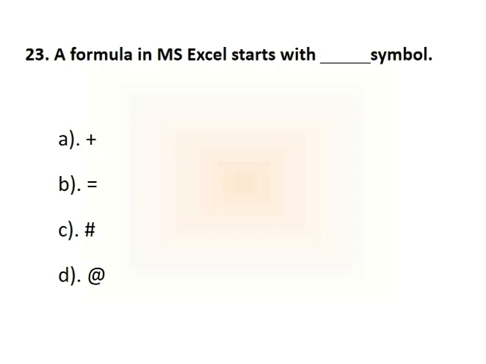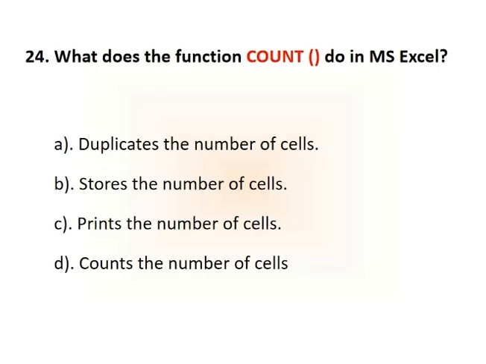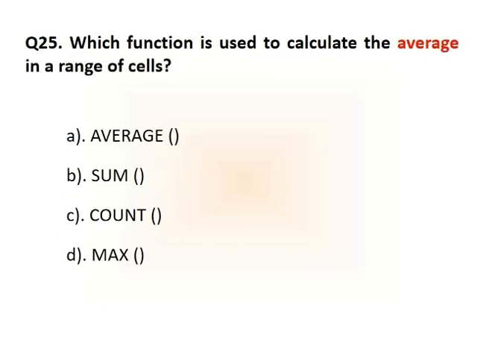A formula in MS Excel starts with dash symbol. Option number B. What does the function COUNT do in MS Excel? Option number D, counts the number of cells. Which function is used to calculate the average in a range of cells?